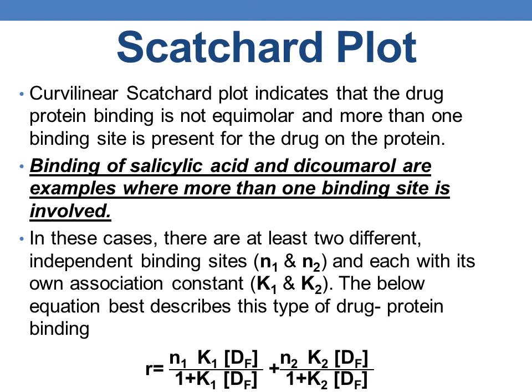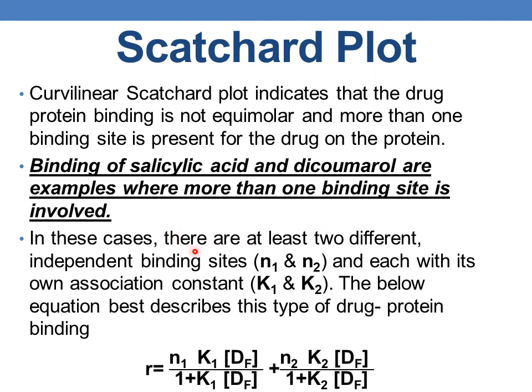In some cases, a curvilinear Scatchard plot will also occur, and this curvilinear Scatchard plot indicates that the drug protein binding is not equimolar and more than one binding site is present for the drug on the protein. That is, a protein has more than one binding site. Binding of salicylic acid and dicumarol are examples where more than one binding site is involved.